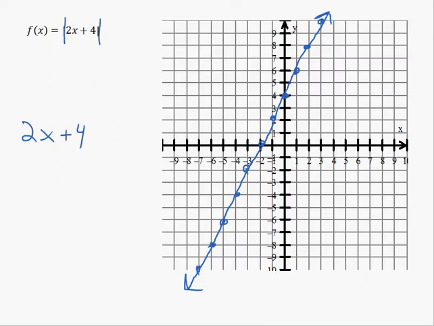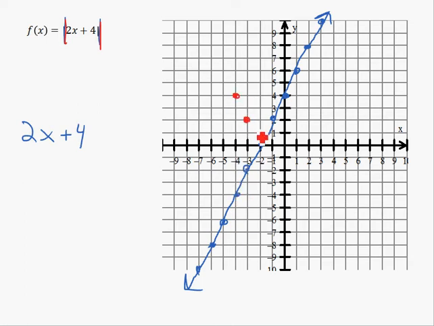But we don't want 2x plus 4. We want the absolute value of 2x plus 4. So what the absolute value does is it changes all the y values that are negative to become positive. A y value that's negative is just below the x-axis. So instead of this giving us back, right here, a negative 2, the absolute value is going to force that to be positive 2. And negative 4 the absolute value forces to be positive 4.